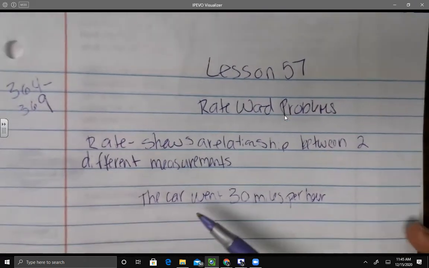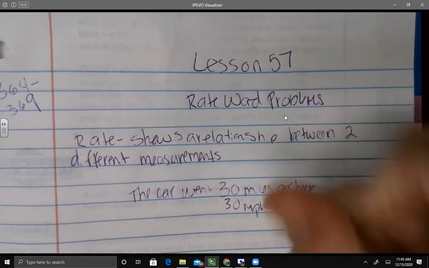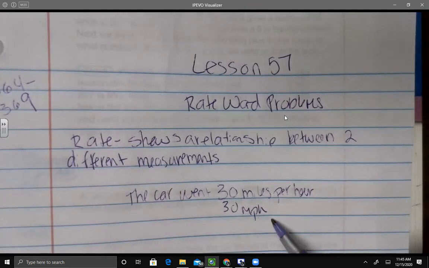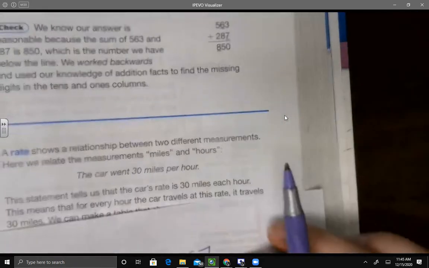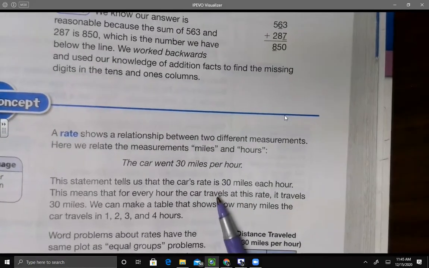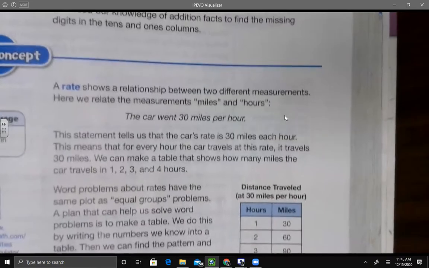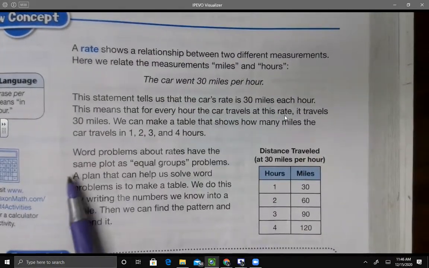Here's an example. The car went 30 miles per hour. If you ever have paid attention to your parents' or your adults' speed, it might say MPH on their car, telling you how fast they're going. That means in 1 hour, they will have traveled a distance of 30 miles in their car. So this statement tells us that the car's rate is 30 miles for every hour. We can make a table that shows how many miles the car will travel in 1, 2, 3, and 4 hours. So we'll do that in just a second.